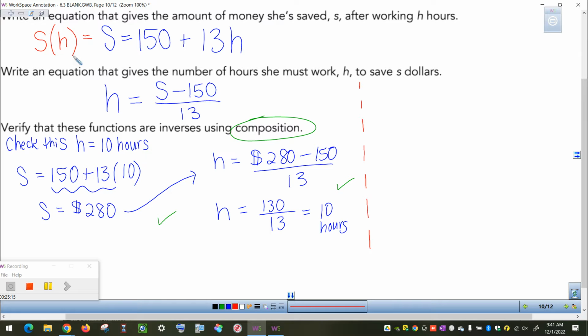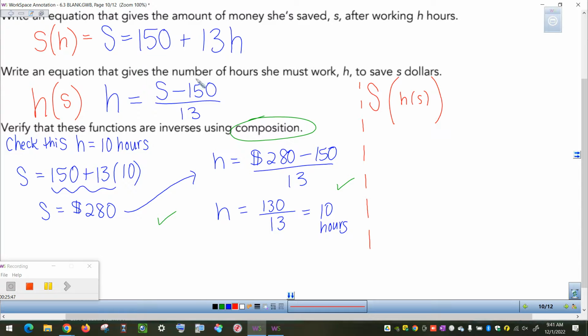So yes, it's S, but it's really S of H, because H is the input on the first one. This one down here is really H of S. So the output is hours, but the input on this one is how much we saved. And so using composition, using the equations, there's two directions that we can go. Let's look at the first one. That would be plugging the H function into the S function.